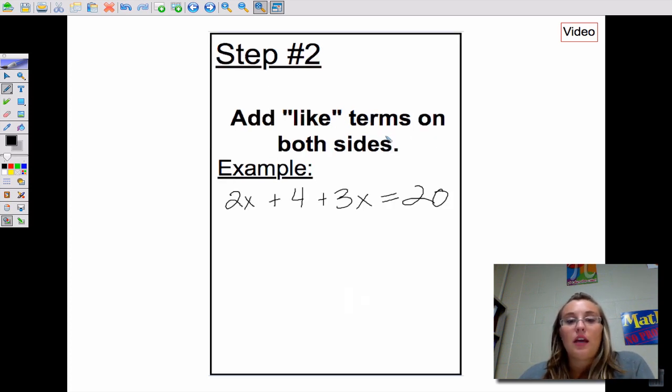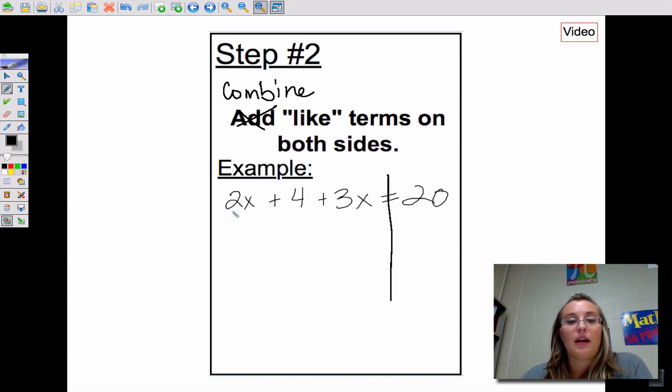Step 2 is, on an individual side, to add or subtract. Maybe we should write combine. Combine like terms on each side. If they're on the same side, that's what you're going to do next. So 2x and 3x are on the same side of the equal sign. We're going to start by combining those together.